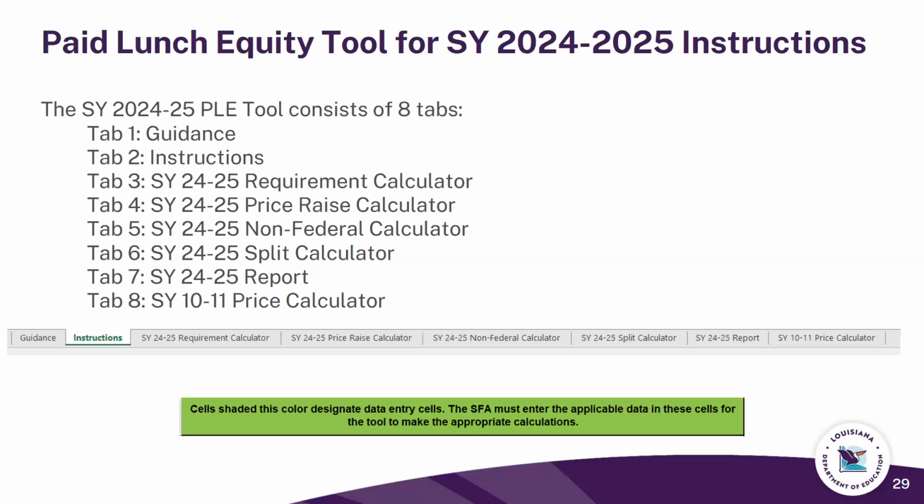Cells shaded in green throughout the tool designate data entry cells. The SFA must enter the applicable data in these cells for the tool to make the appropriate calculation.